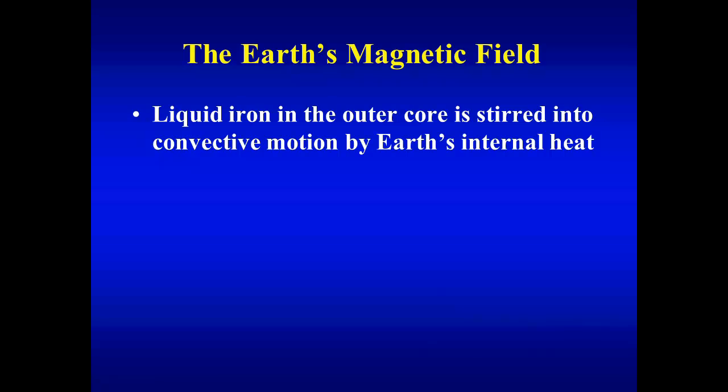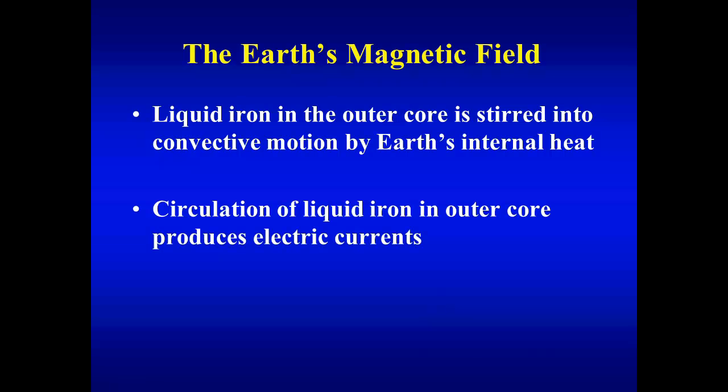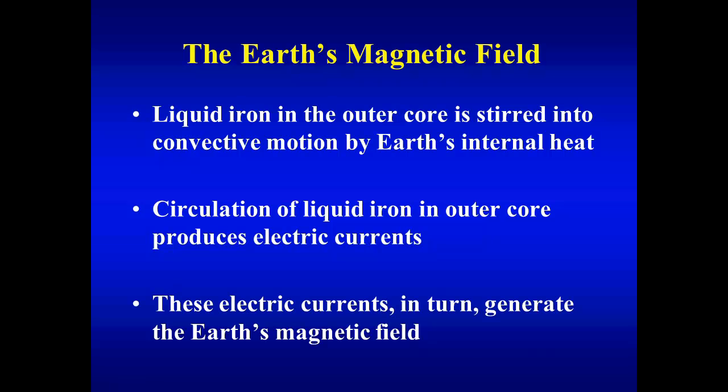Okay, continuing on, let's look in more detail at Earth's magnetic field. Now, we saw before that liquid iron in the outer core is stirred into convection motion by Earth's internal heat. And the circulation of liquid iron in the outer core, in turn, produces electric currents. And these electric currents are what generate Earth's magnetic field.